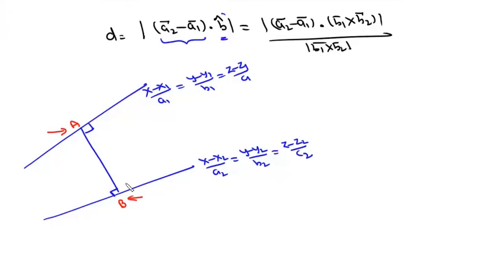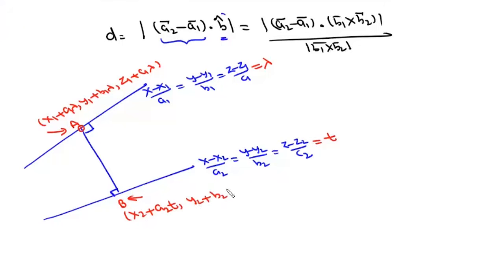They may ask you to find the coordinates of these points A and B, or they'll ask you to write the equation of this line AB. Now this point A lies on the first line, and we can take it in terms of this parameter lambda. So here this point A will be x1 plus a1 lambda, y1 plus b1 lambda, and z1 plus c1 lambda. Now we can take this point B in terms of parameter, say t. So this point B will be x2 plus a2t, y2 plus b2t, and z2 plus c2t.